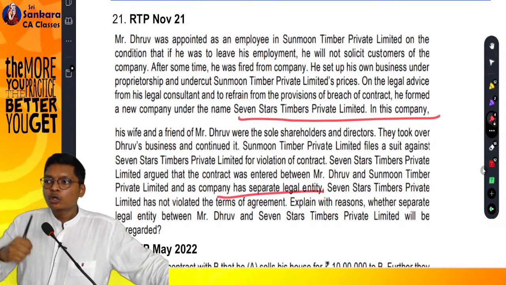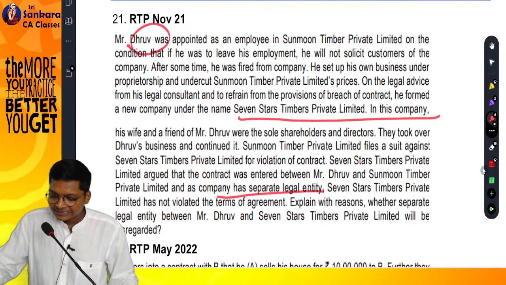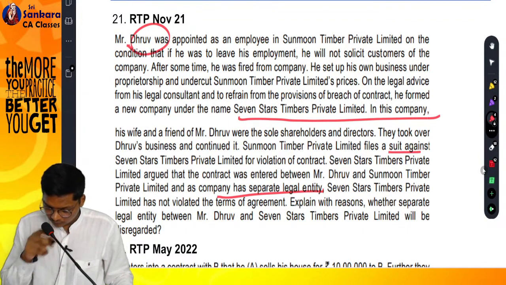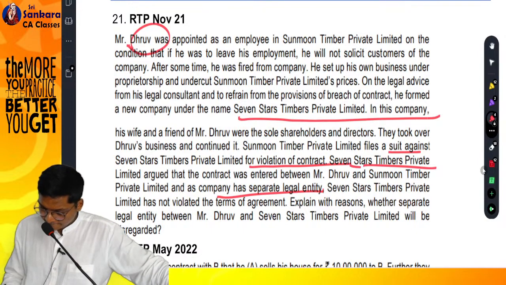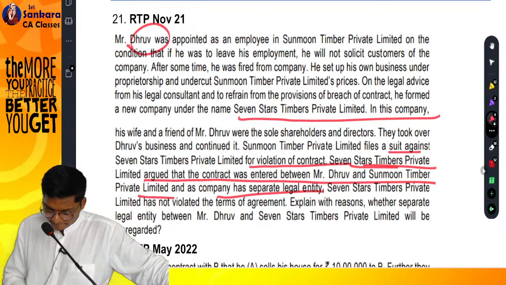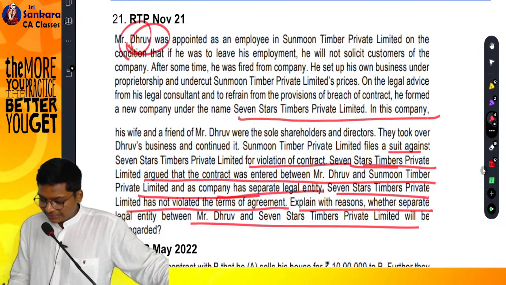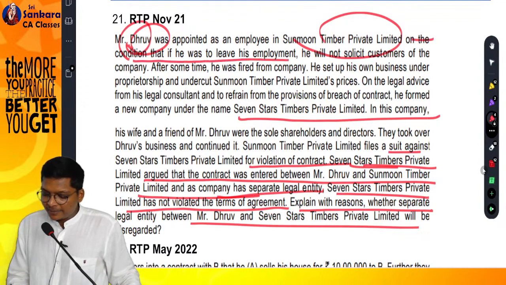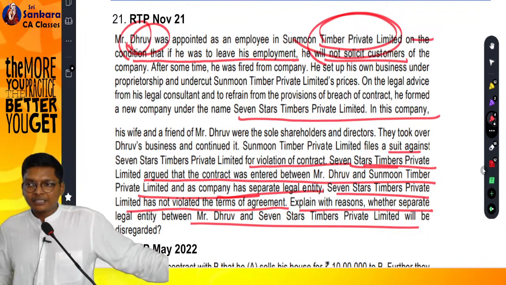Lifting of corporate veil, saying that Dhruv and the company are one and the same. Able to follow, guys? I'll just read that. Correct. Here, what is the contract? Dhruv and Sun Moon Timber Limited were in a job contract with the condition that if he has to leave employment, he should not take the clients of Sun Moon Timber Private Limited.